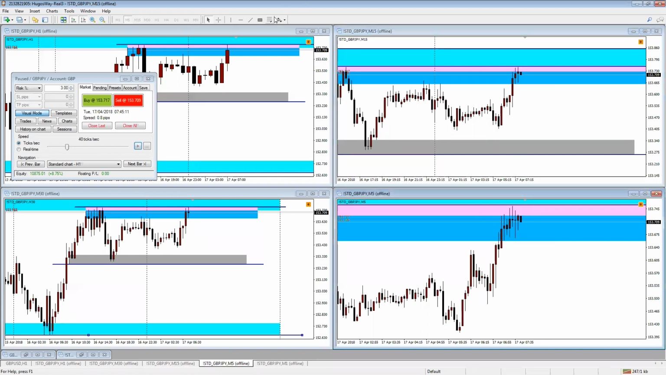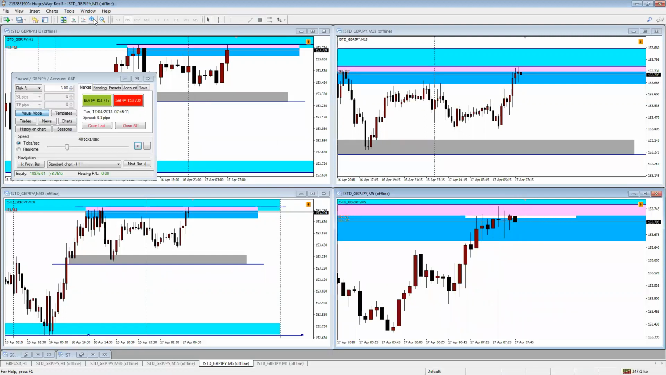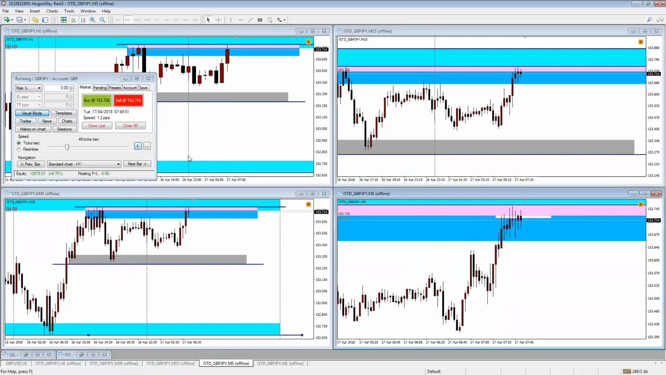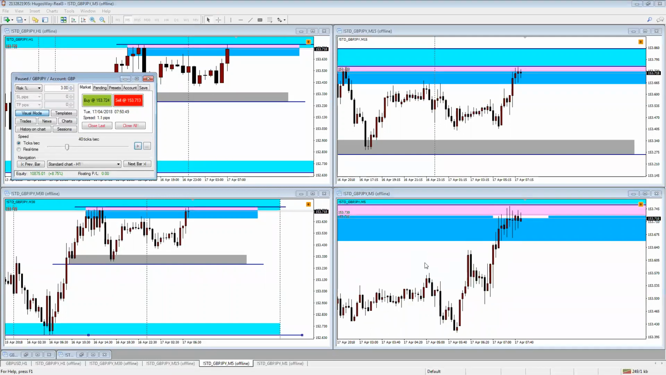On 5 minutes, it's having trouble breaking this now, right? Let's zoom in a little bit. We have this candle making the wick, and then all these candles failing to close above, right? So I think we should be fine for sells. I just want a little bit more confirmation. Okay, I think we're good.